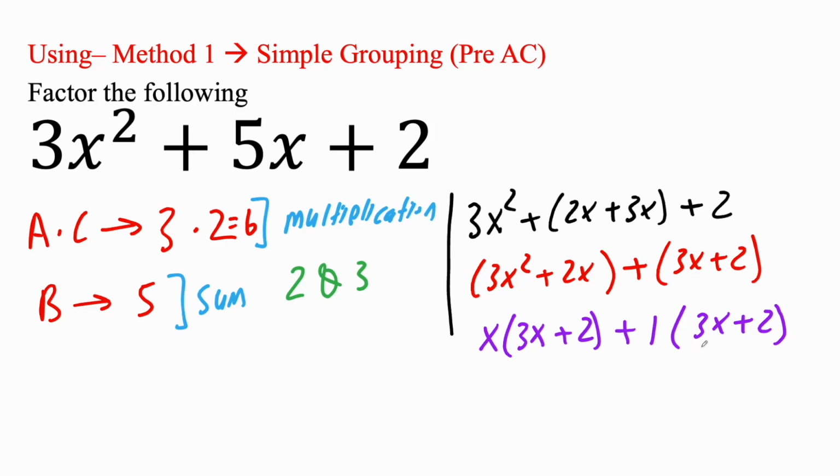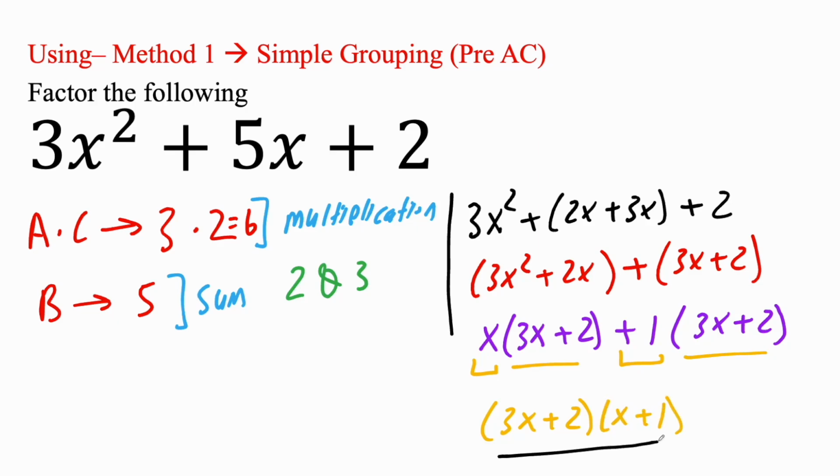And we look here and here, we see something's identical, which is 3x plus 2, 3x plus 2. Whatever is identical, we copy, so 3x plus 2. Then I call these the leftovers, x plus 1. And that'll be another parentheses, x plus 1. And so this right here is your final answer.